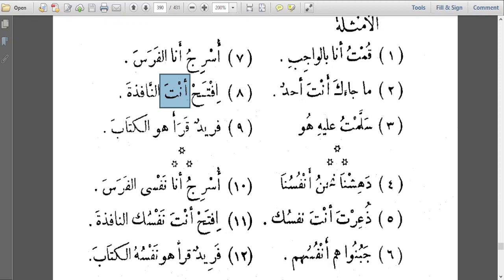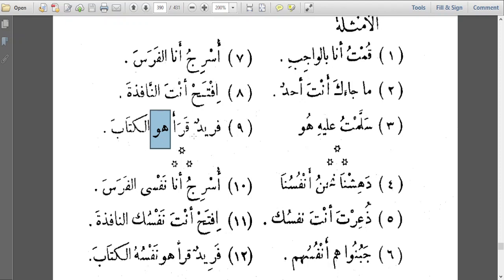Then فريد قرأ هو الكتاب. The sentence would have been فريد قرأ الكتاب. So already the قرأ has the pronoun هو in it. You do not need the هو again. But when the هو comes, it's a repetition of the فاعل. فريد قرأ هو الكتاب. So the huwa here comes as an emphasis. Faridun qara'a huwa al-kitab. Farid himself read the book.